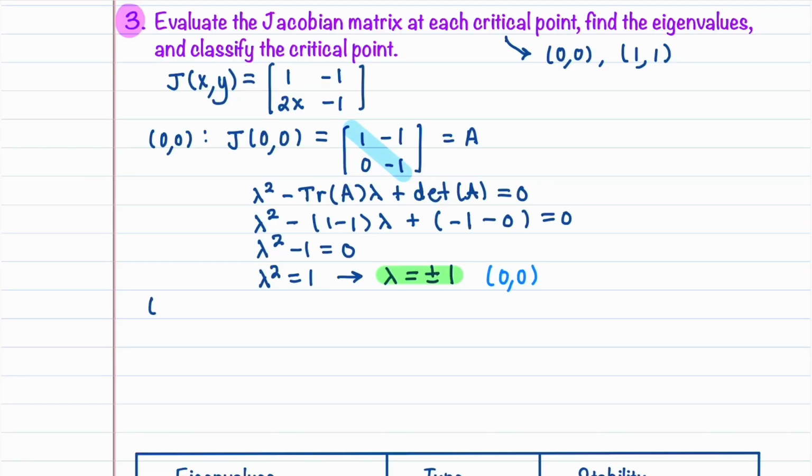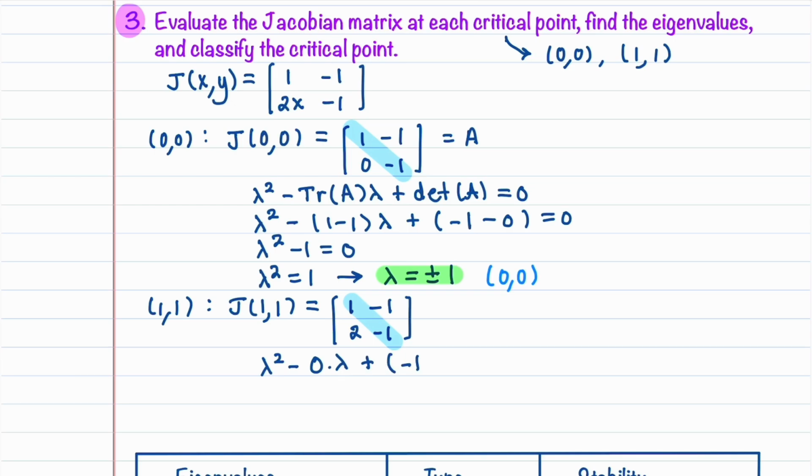Now we're going to do the same thing, but now we have a critical point of (1, 1). So we evaluate the Jacobian at (1, 1). This is equal to [1, -1; 2, -1]. Our characteristic equation is lambda squared minus the trace. The trace, again, is equal to 0. So we have 0 times lambda. And then we have the determinant, which is minus 1 minus the negative 2, so that's plus 2, is equal to 0. This is lambda squared plus 1 is equal to 0.